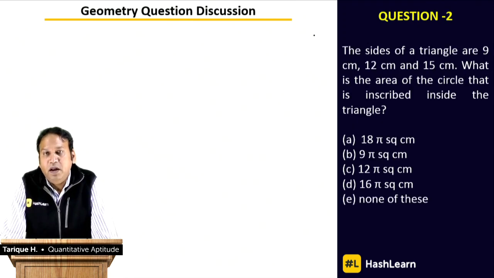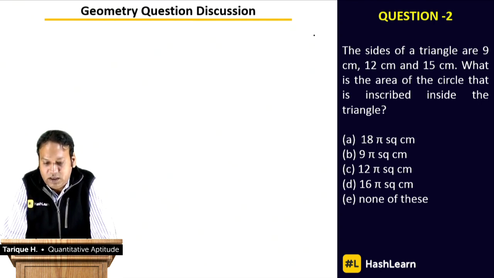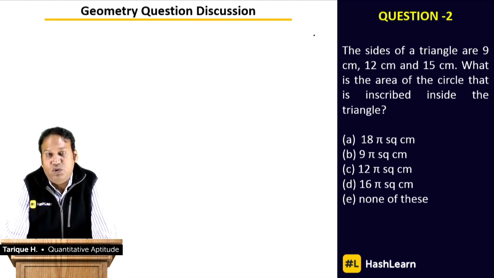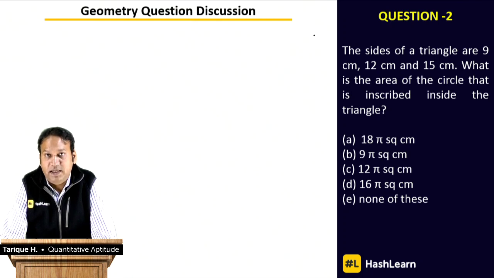All right, another question from triangle. The sides of a triangle are 9 centimeter, 12 centimeter and 15 centimeter. What is the area of the circle that is inscribed inside the triangle? The sides are 9, 12 and 15, and inside this triangle a circle is inscribed. What is the area of the circle?